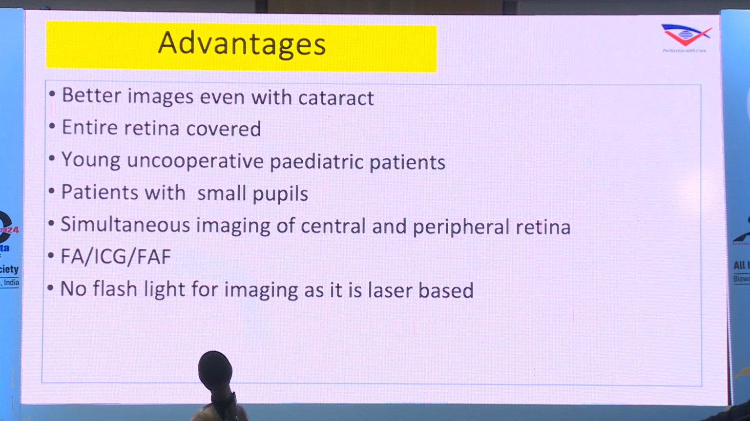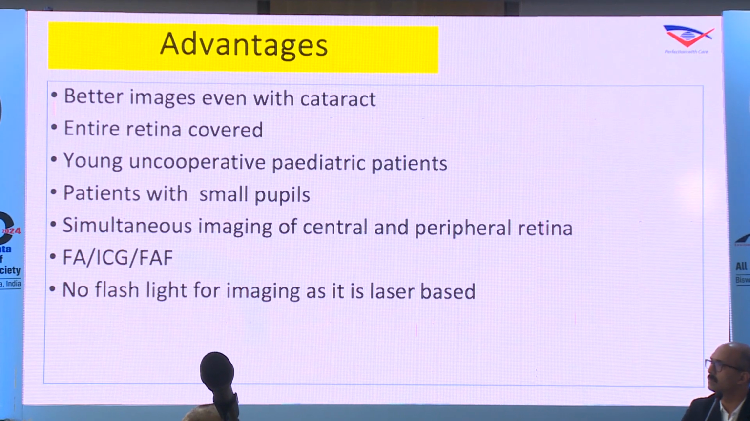It helps us in young uncooperative pediatric patients and patients with small pupils. There is simultaneous imaging of the central and the peripheral retina. As mentioned earlier, we can do an FA and simultaneous FA ICG, fundus autofluorescence with both green and blue autofluorescence, and we can also take IR images where there's no flashlight.